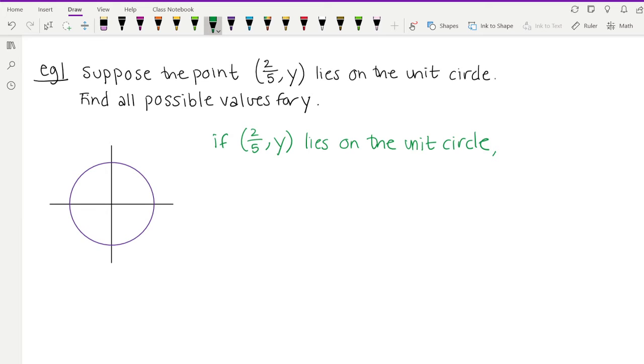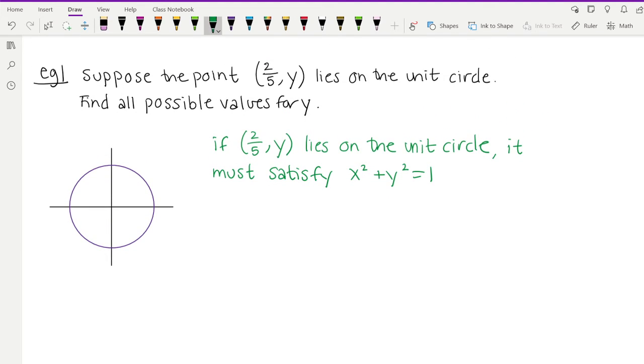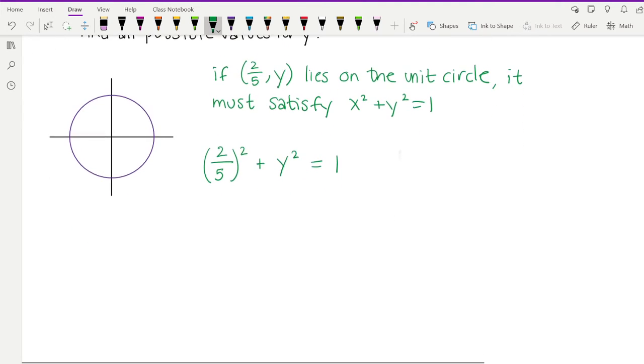So yeah, if this point lies on the unit circle, it must satisfy x squared plus y squared is equal to 1. Right? And so what we can do is we can take this point and plug it into that equation and use that information to solve for what y must be. So if we take 2/5 squared, and then we just have y squared because we don't know what y is yet, and we know it's equal to 1, now we can solve for y. So 2 over 5 squared, that's going to be 4 over 25 plus y squared is equal to 1.